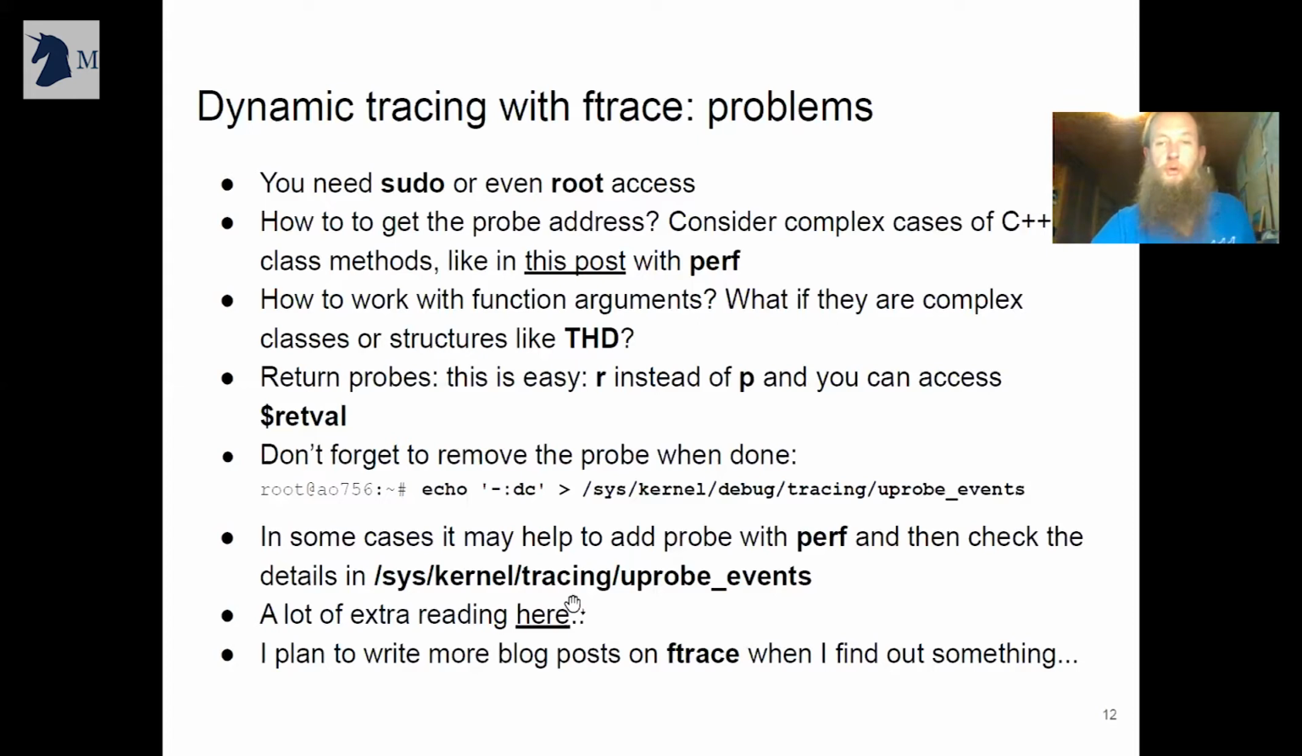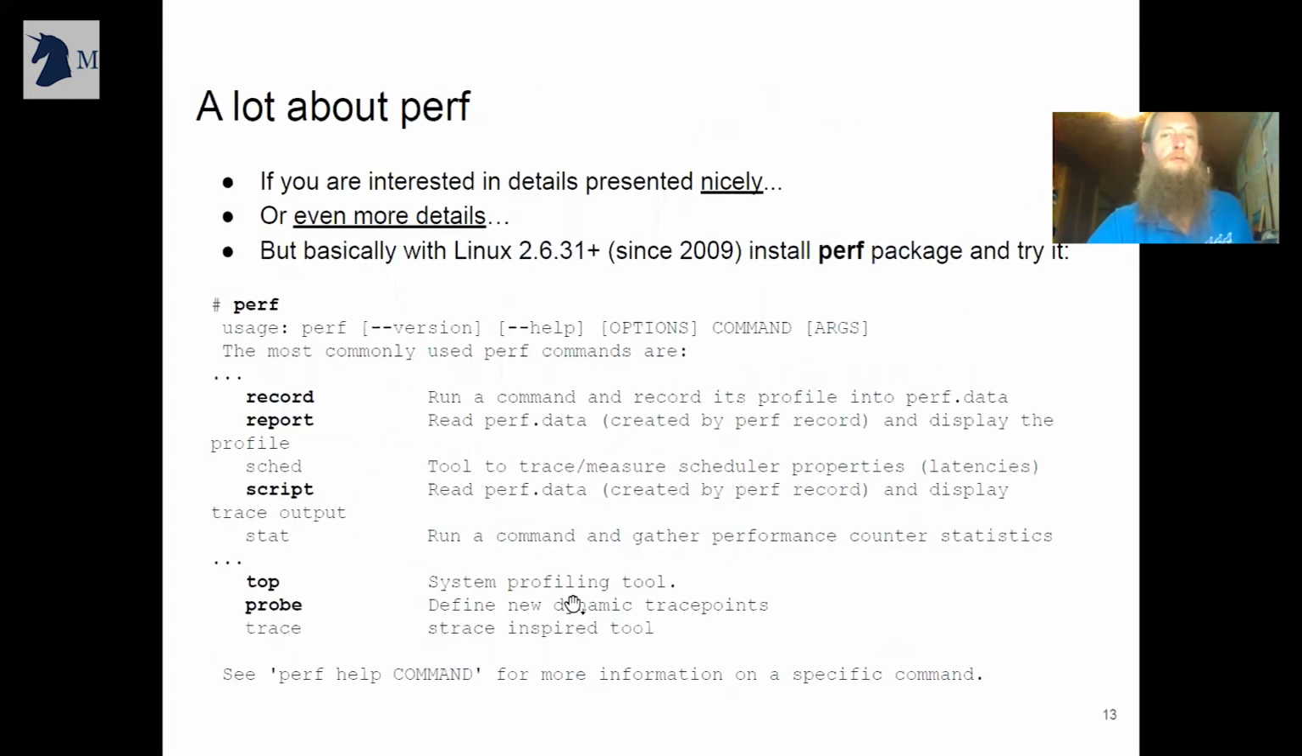So that's it, a lot of extra reading. I would say that ftrace is not that easy to use directly. So whenever you have a chance to install the perf package, it's an additional package, it may not be installed. You should install it. And perf is a sampling profiler, which is a cool tool by itself. We will use it mostly for adding dynamic probes, but as a profiler as well. It has a lot of commands. Perf without arguments will show you most of them.